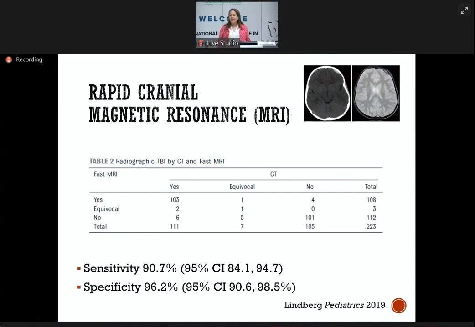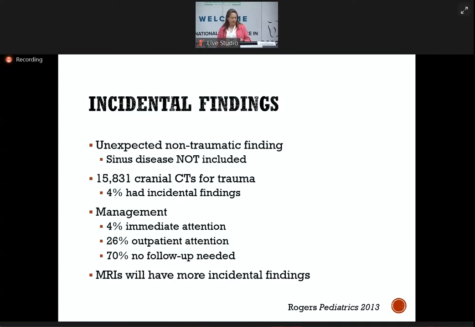But there are findings that we see on CT that we don't see on MRI, and so we need to further delineate that before rapid cranial MRI becomes our gold standard.